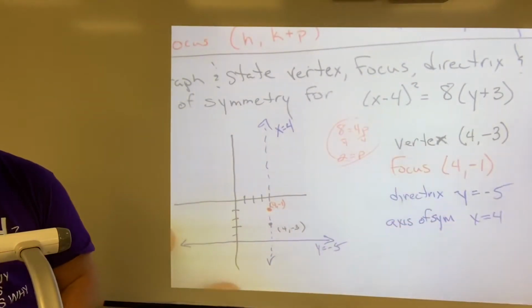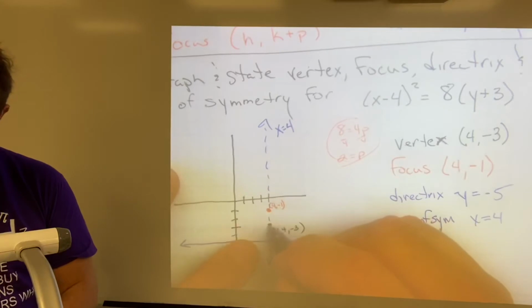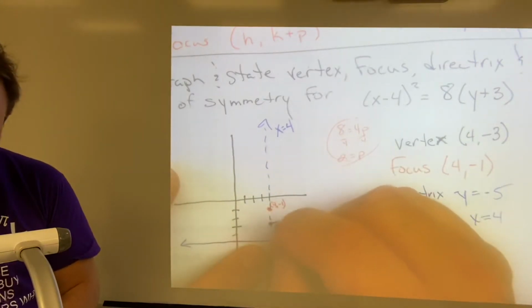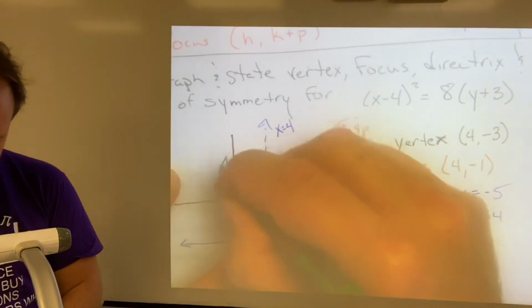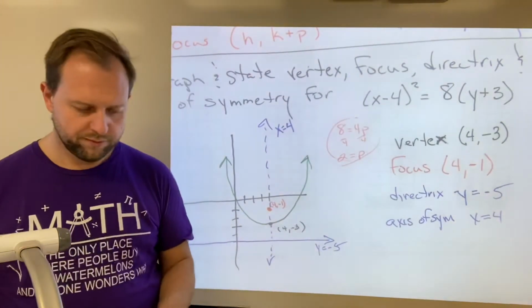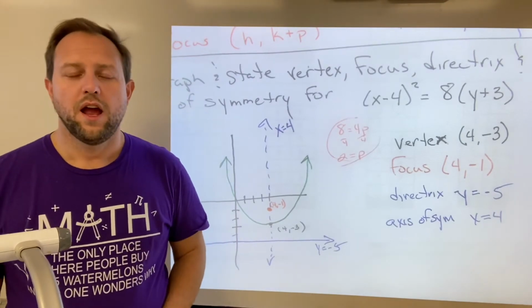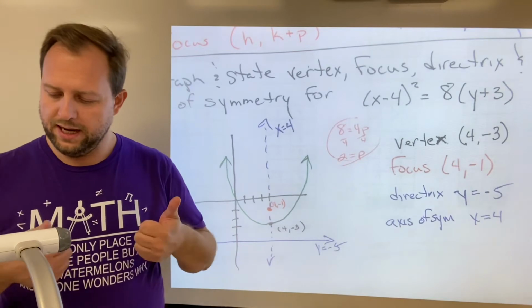Okay, and now we draw in, starting at the vertex, our parabola heading away from the directrix. And there's our sketch. Okay? So that covers parabolas in the up and the down.